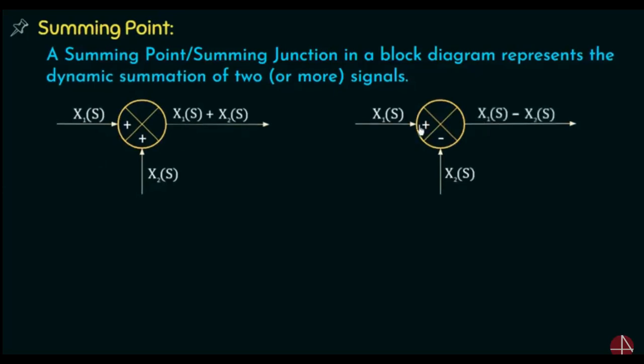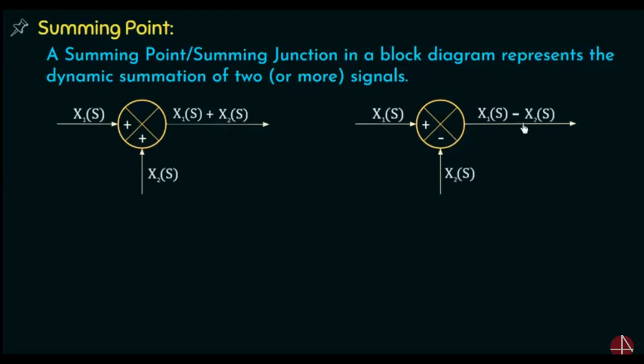The polarity plays a very important role here. If the polarity is positive, then the signal will be positive. If the polarity is negative, then the signal will also be negative. In this case, the polarity of both the signals is positive and hence the signals are added with a positive sign. In this case, the polarity of one of the signals is negative and hence it is added with a negative sign.